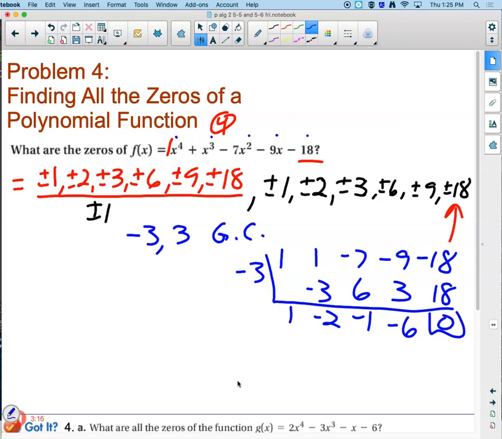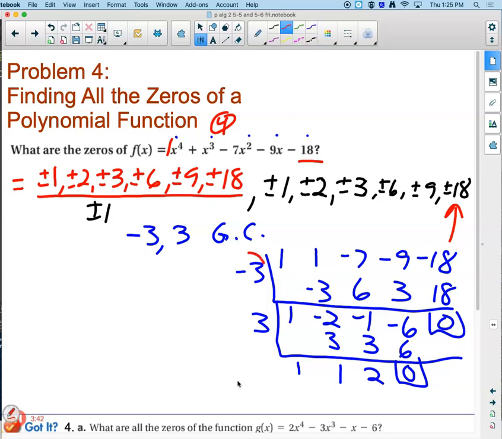And that's good news. That means I've verified that negative 3 definitely is a 0 or a solution or a root. All of those things are synonymous. They mean the same thing. Starting with the leading coefficient, outside the box multiply by 3, inside the box add. Outside the box multiply by 3, inside the box add. Outside the box multiply by 3, inside the box add. And this is great news. Negative 3 and 3 are verified. Remainder constant x squared. So what we have left down there is x squared plus x plus 2.